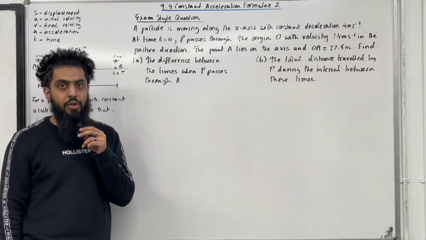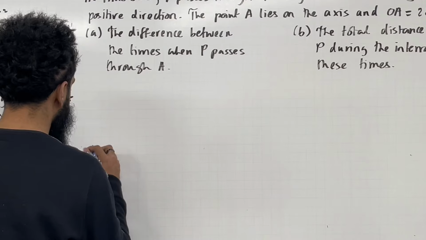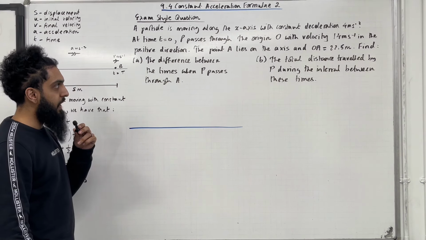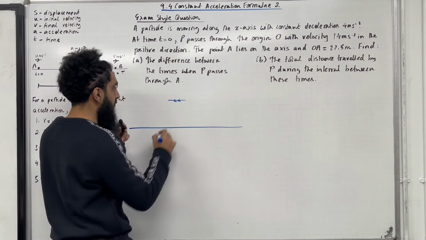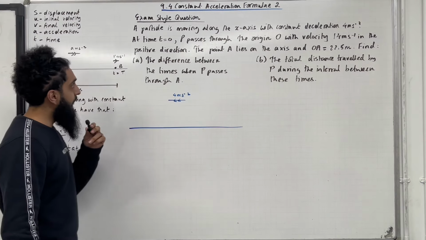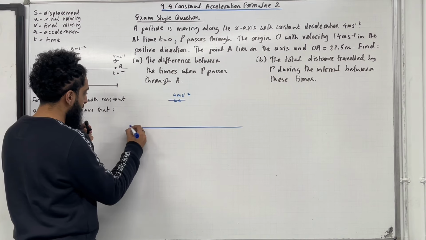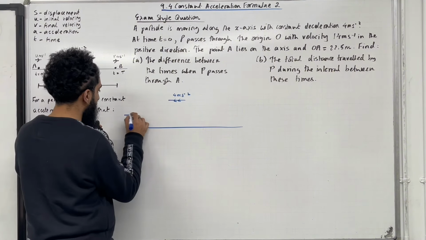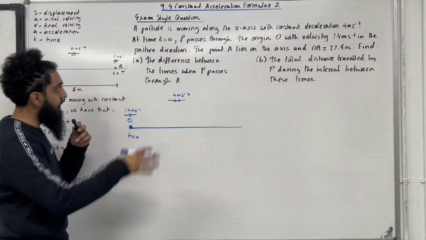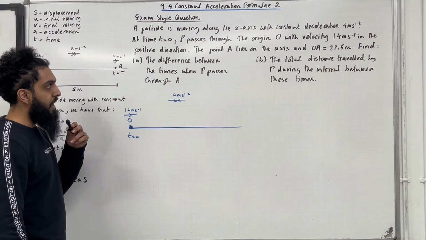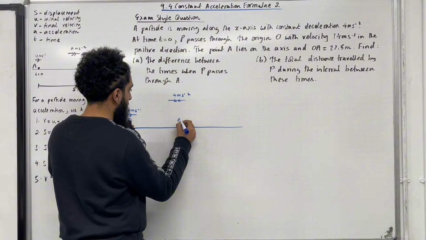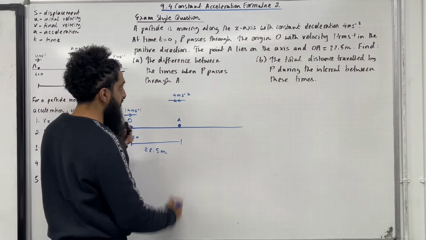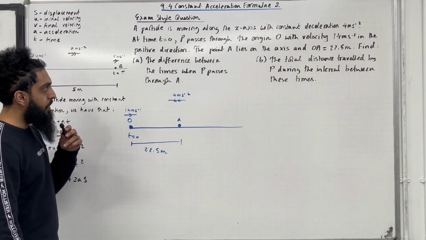I'm going to start by drawing a diagram to model this particular problem. So here is my diagram. A particle is moving along the x-axis with constant deceleration 4 meters per second per second. So the deceleration, I'm going to label it to the left with double arrows. It is 4 meters per second per second. At time t equals 0, P passes through the origin O. So this is the particle P. With velocity 14 meters per second in the positive direction. The point A lies on the axis and OA is 22.5 meters. So here's a point A, and we know that the distance OA is 22.5 meters. Right, find the difference between the times when P passes through A.